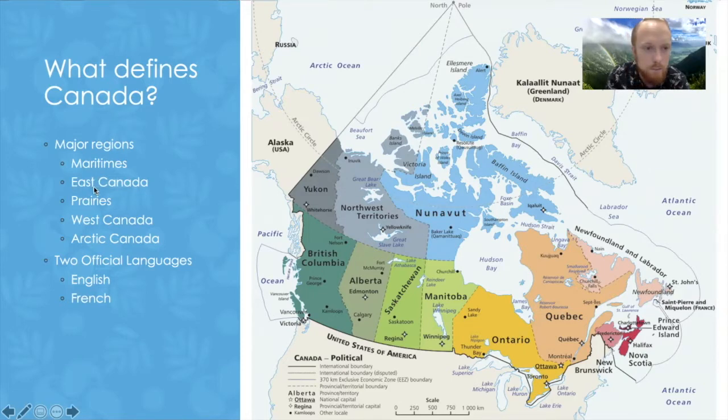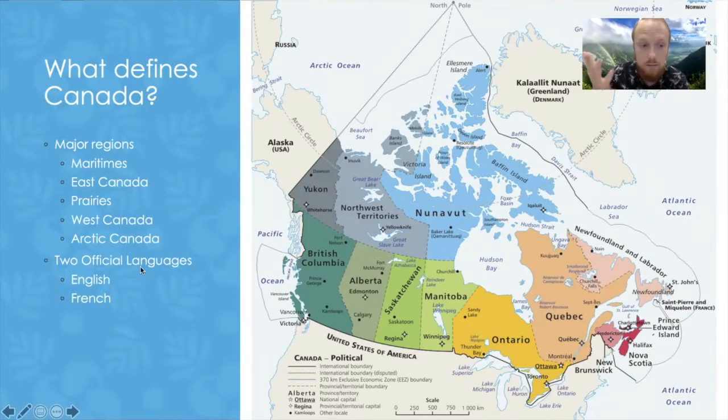it's close to it. Then we have East Canada, which is, for the most part, we're talking about Ontario and Quebec. Then we have the prairies, which would be kind of Saskatchewan and Manitoba. And then we have West Canada, which is Alberta, British Columbia, kind of. And then Arctic Canada, which would be up here. Okay, oops.